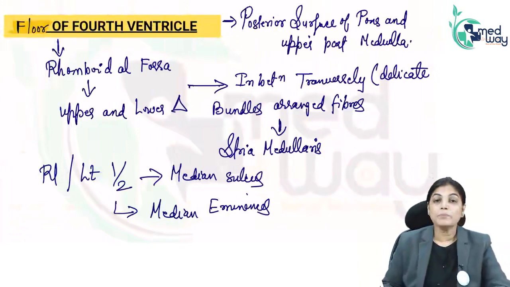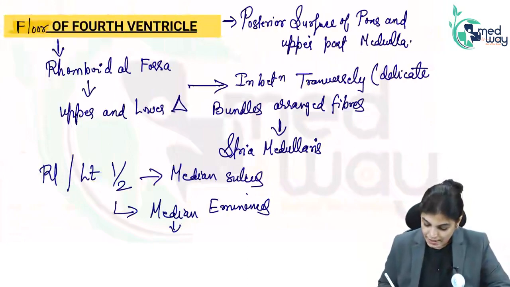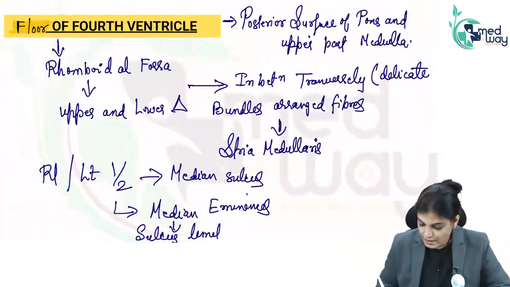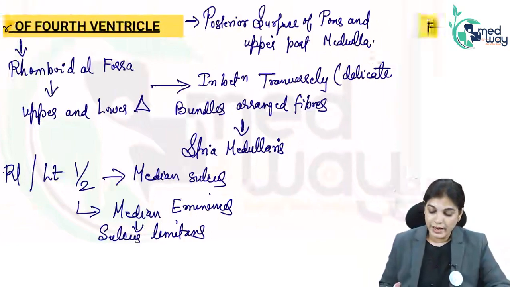And laterally to the median eminences, the other sulcus is lying. That sulcus is called sulcus limitans. This sulcus limitans is diverging upper and lower to form the superior and inferior fovea.